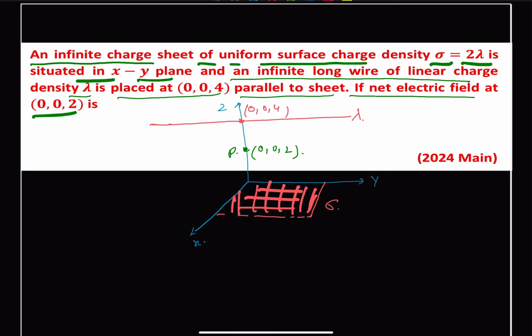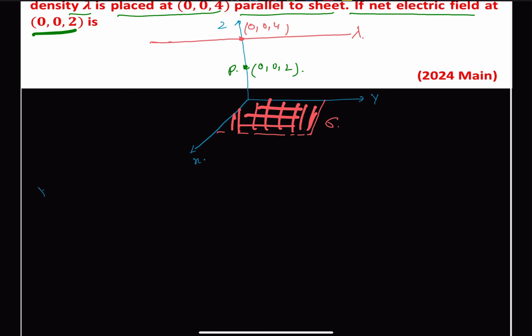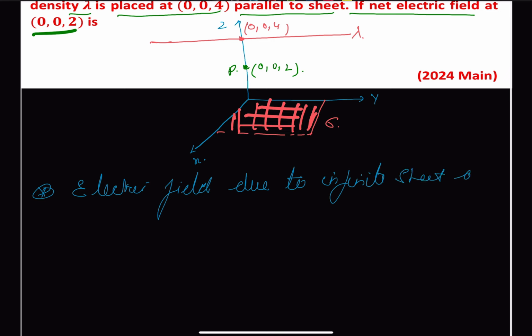So we say electric field due to infinite sheet at point P. We already know the formula. Electric field due to sheet is equal to sigma upon 2 epsilon naught.